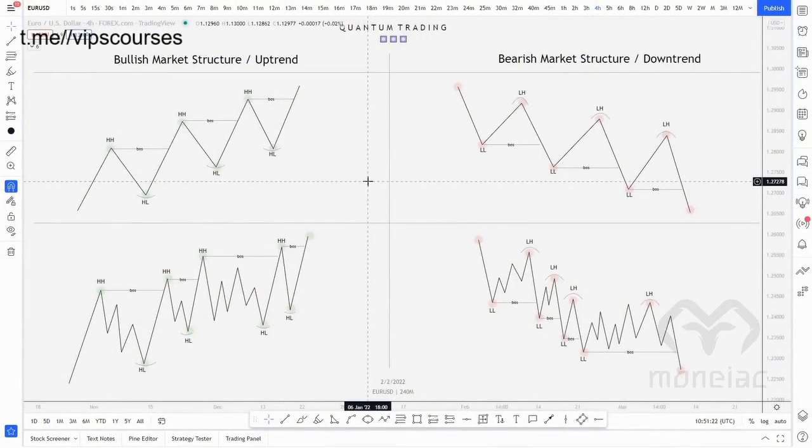Now this video is going to be going over the introduction to market structure. This is going to be going from absolute 101 basics behind market structure, and we're going to build it up to get you to a detailed and advanced level to really read market structure to a good understanding. But this is going to be an absolute 101 video for people who have never traded before or have never approached market structure in the way that we approach market structure here at Quantum.